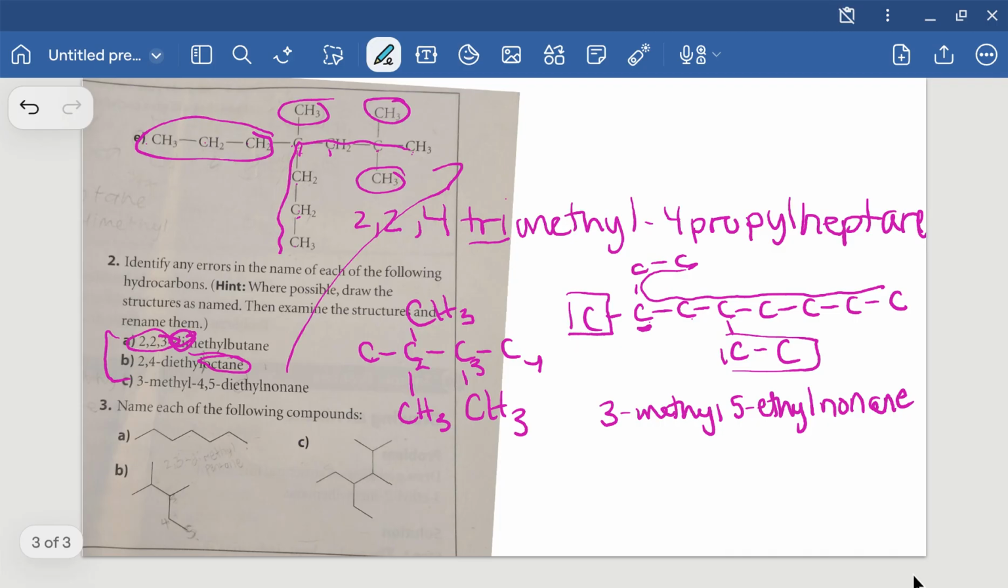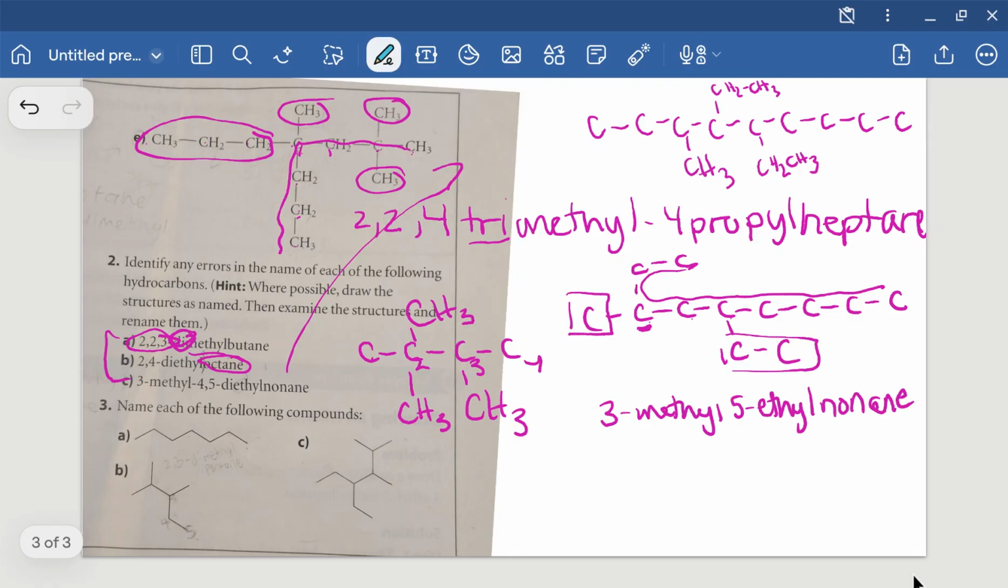So let's go draw that out. Nonane is 9, so 1, 2, 3, 4, 5, 6, 7, 8, 9. On carbon 3, you want a methyl group. On carbon 4 and 5, you want ethyls. So ethyl, CH2, CH3, and CH2, CH3.